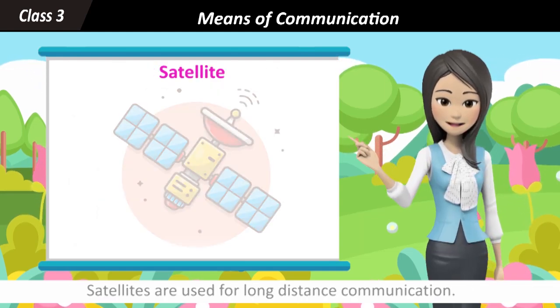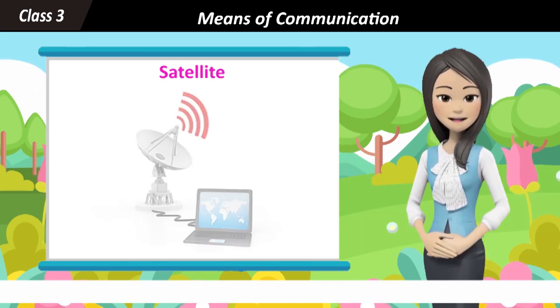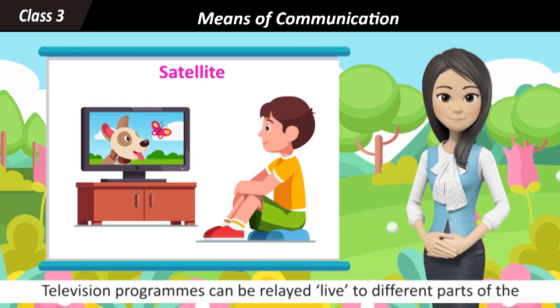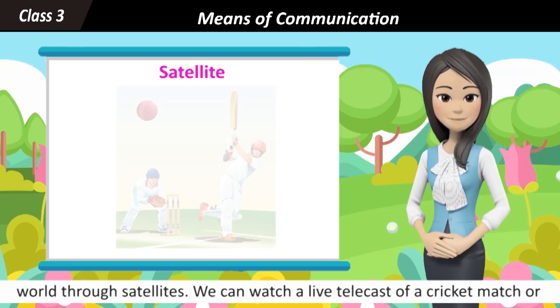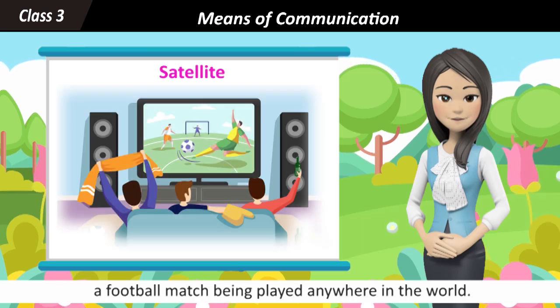Satellite. Satellites are used for long distance communication. They have made communication faster. Television programs can be relayed live to different parts of the world through satellites. We can watch a live telecast of a cricket match or a football match being played anywhere in the world.